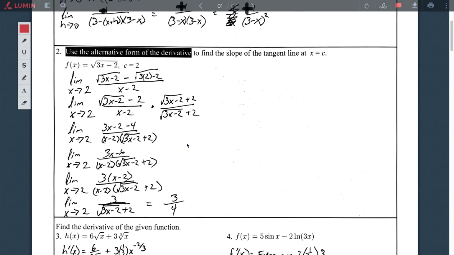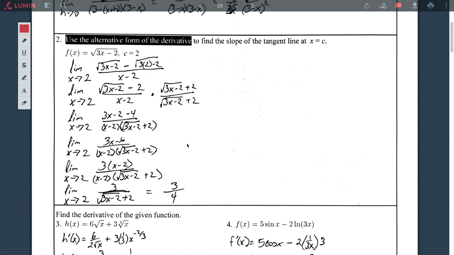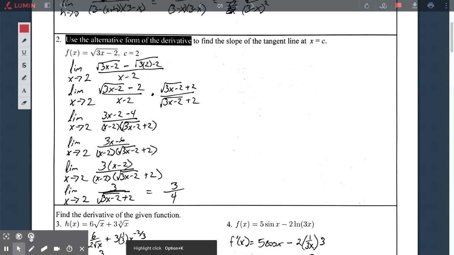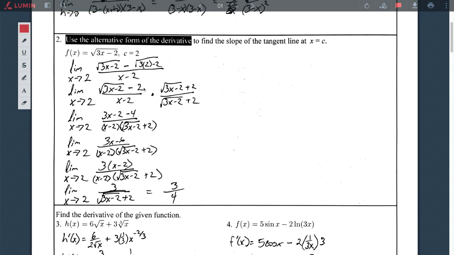All right, alternative form of the derivative, which is the limit as x approaches c of f of x minus f of c over x minus c. In this case, c is 2, so here's f of x. Here's f of c, right there. We plug 2 in for x. So f of c ends up being 2, and then I have x minus c on the bottom. We've got a square root, so that means we need to multiply by the conjugate.